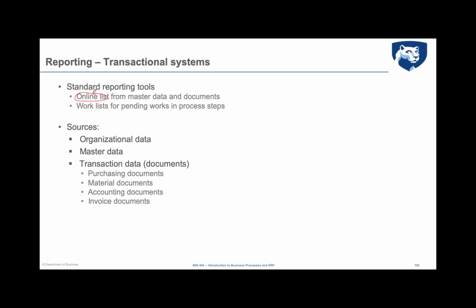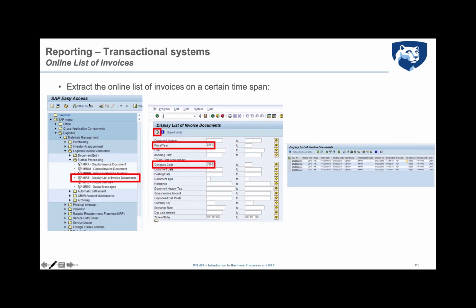in the different processes, or you can generate work list, which is the list of pending works in process steps. I can show you 2 examples of online list and working list. Here you see an online list of invoices. So this is the transaction that you use, MIR5, display list of invoice and document.